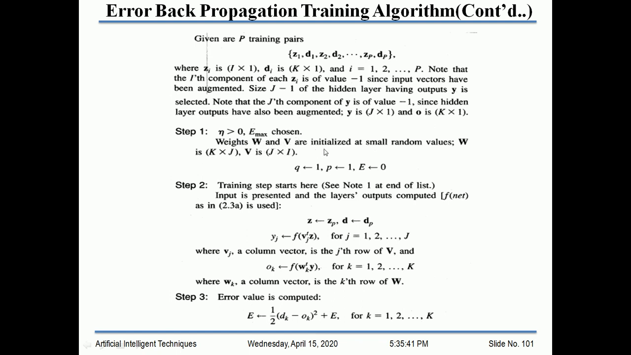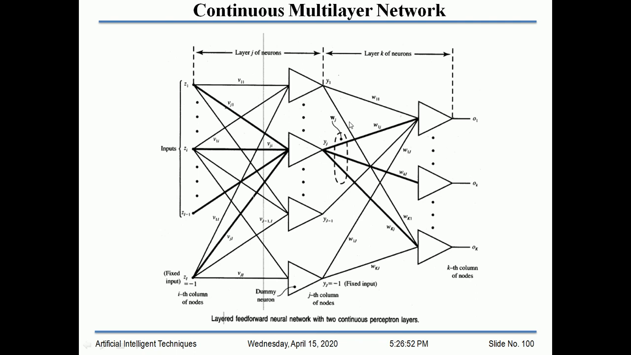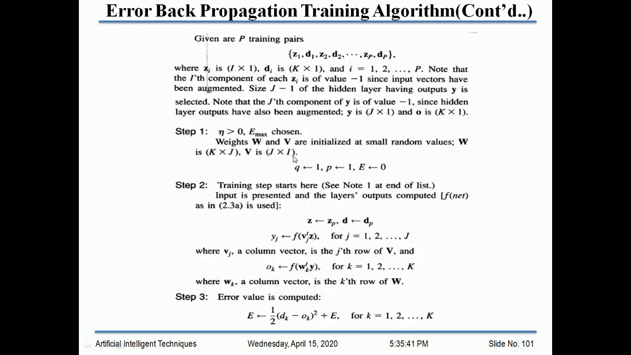Weights W and V are initialized at small random values, where W is K by J and V is J by I. So the weight matrix W is K by J, with K into J elements, and the V matrix is J by I. We also initialize q equal to 1, p equal to 1, and error equal to 0 initially.